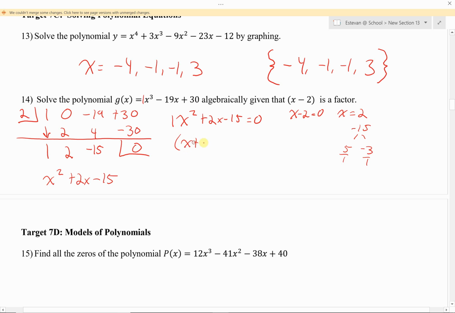So we have x plus 5, x minus 3 is equal to 0. This is factored form. The question is asking you guys to solve it. So set each factor equal to 0. So I'm going to zoom in now.